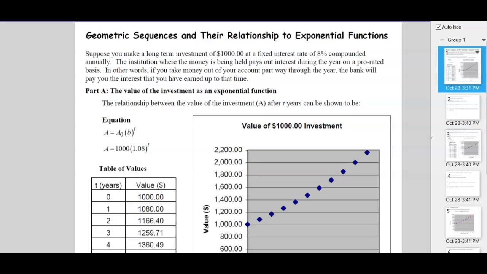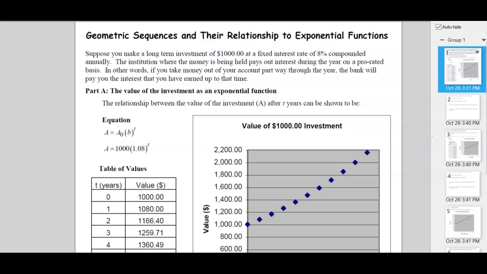The institution where the money is being held pays out interest during the year on a prorated basis. Prorated means it uses the correct calculation and finds the interest for that particular part of a year, or part of the compounding period. Some investments are like that. If you don't take it out at the end of a cycle, then they will pay the interest. Some will, some won't. In this case, they will. In other words, if you take money out of your account partway through the year, the bank will pay you the interest that you have earned up until that time.